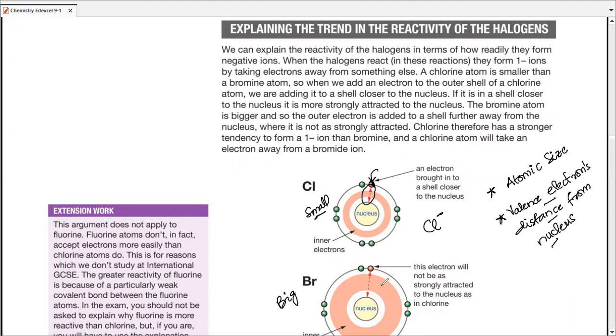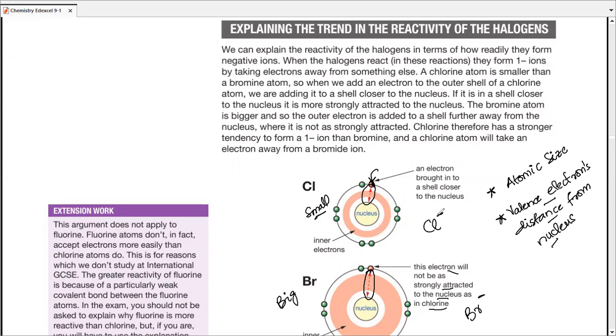Hence, what is affected is that the distance between the valence shell electron and the nucleus is somewhat bigger or larger. So it is further away. So the attraction would not be as strong as it should be. If the attraction is not strong, the conversion of bromine to bromide ion would not be as easily possible as it was in the case of chloride ion.